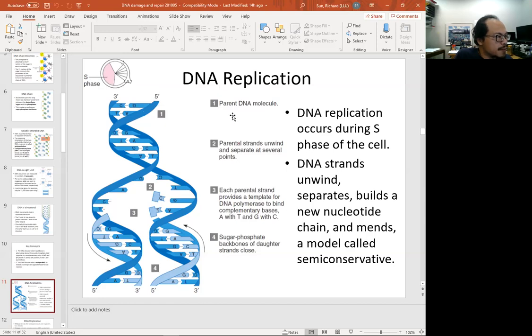So we first have the parent DNA molecule. Second, it will be opened up, unwound, because it's wound, and separated at several points. Here we show you one point, where the two DNA strands just open a little bit. But the same thing happens at many points. When we open up, we have the opportunity to form the complementary pair to each strand. Then these complementary pairs form the sugar-phosphate backbone to connect to each other, and then we have the duplicated double-strand DNA.